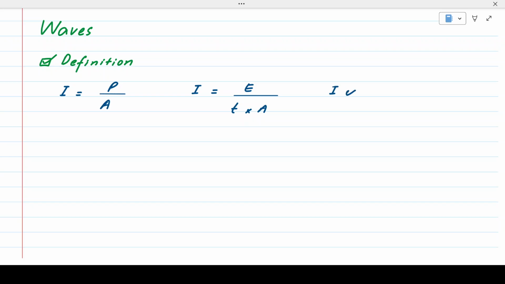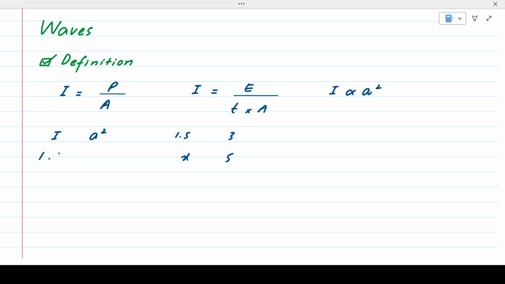Intensity is proportional to square of the amplitude. Very important formula. The questions can be solved using cross multiplication. On one side you have, let's say, one intensity, and on the other side you have a certain amplitude. So for example, previously the intensity was let's say 1.5 and the amplitude was 3. Now the amplitude is 5. What is the new intensity? How do you solve this?